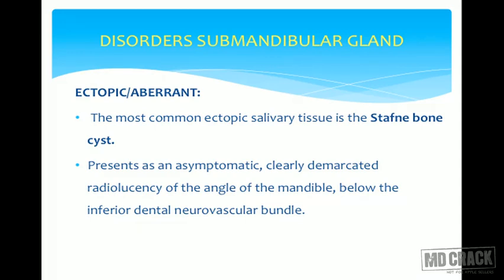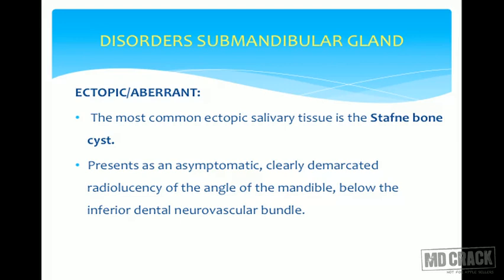Now we'll see various disorders of the submandibular gland. So we have got an interesting disorder, the Stafne bone cyst. It is an ectopic aberrant submandibular gland. So it will present as an asymptomatic, clearly demarcated radiolucency at the angle of mandible below the inferior dental neurovascular bundle. So you may be given a clinical scenario where a translucent lesion is described at the angle of mandible.